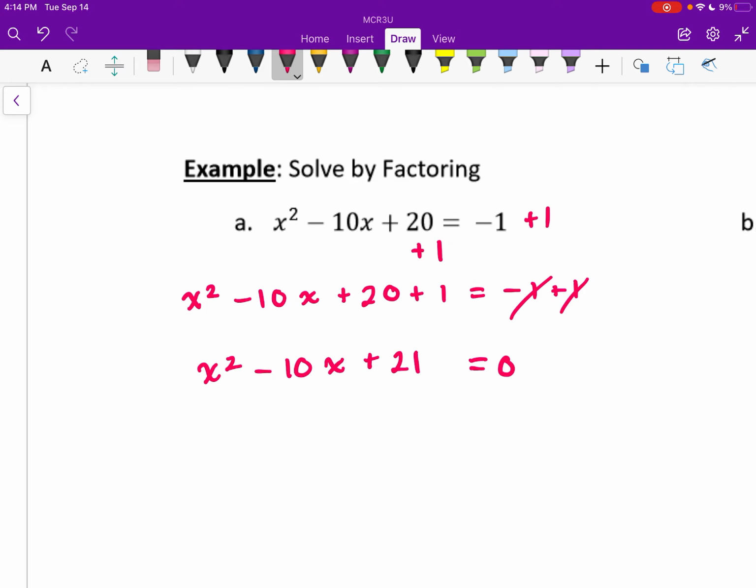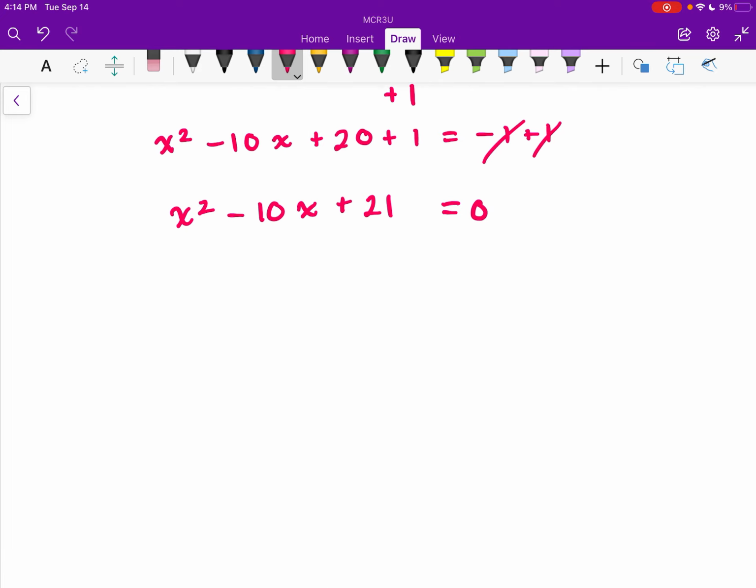Right, now this is a simple trinomial. We need to find two numbers that when we add them together give us -10, and when we multiply them together give us +21. So our m and n in this situation, if you would like, take a moment, pause, think about it, but I'm going to write it down and say it's -7 and -3. Because it's a simple trinomial, I can just go ahead and say, okay, you have x minus 7, x minus 3.